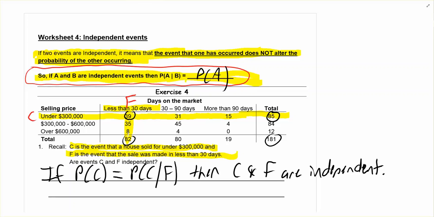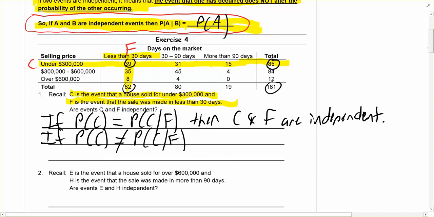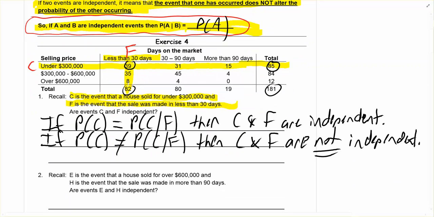However, if that's not the case, if those probabilities are different, then we have to say they're not independent. So the equals with a line through it means not equal to. So if they're not the same, then they're not independent. And that's the rules you use. Okay, so I'd like you to write down the probability of each of those things. So the probability of C and the probability of C given F. And I want you to work them out as decimals and compare them. So pause the video and do that, please, and hit play once you've had a go.